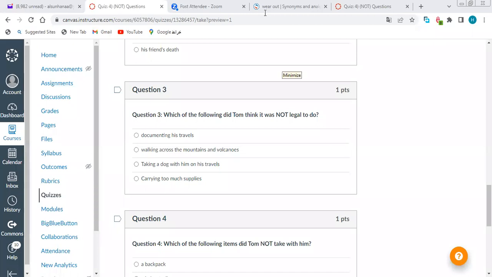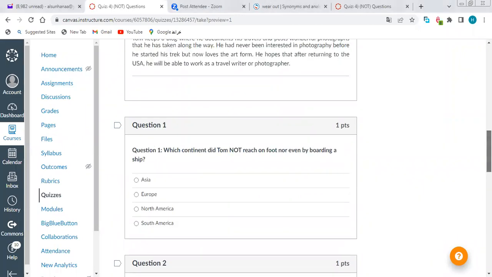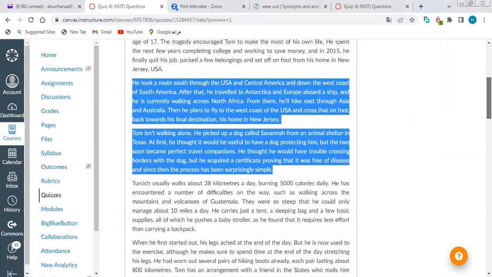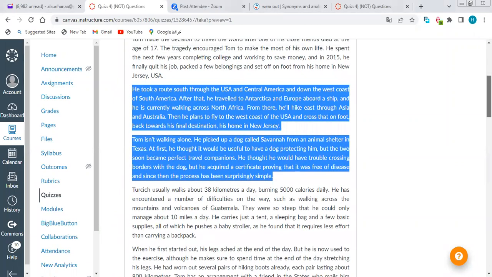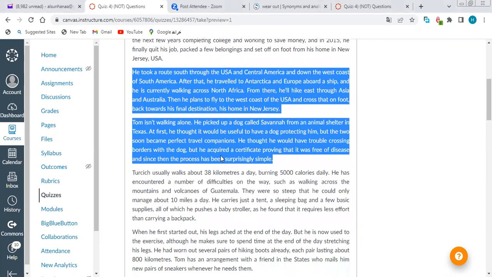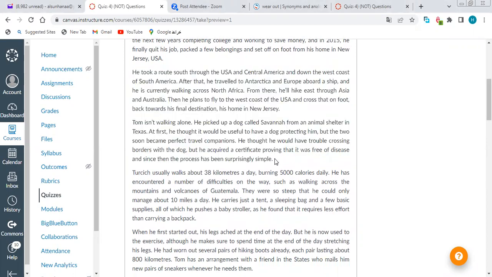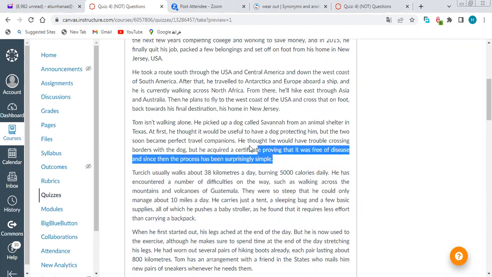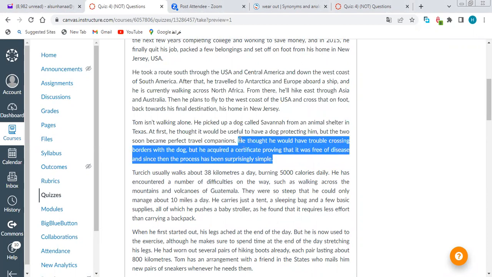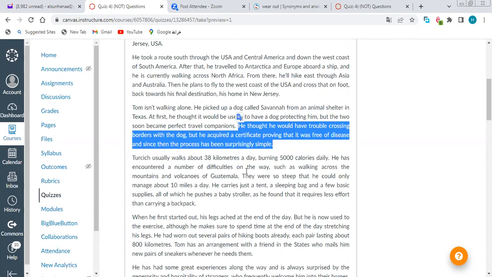You can find it here in paragraph 4. He thought he would have trouble crossing borders with the dog, but he acquired a certificate proving that it was free of disease. And since then, the process has been surprisingly simple.